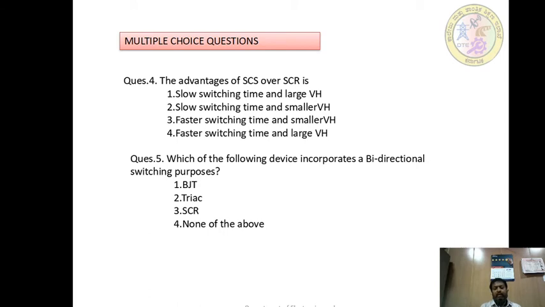Which of the following devices incorporates bidirectional switching? Options are BJT, which of course is a bipolar junction transistor; Triac; SCR, which is no doubt a unidirectional, unilateral switching device; or none of the above. Here the Triac is the right answer, because this device is used for bidirectional switching operations.